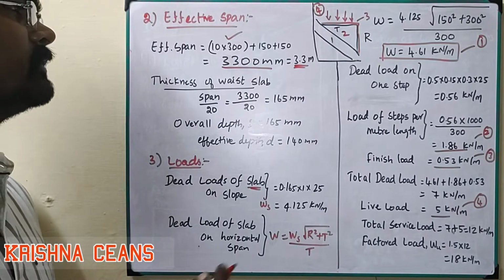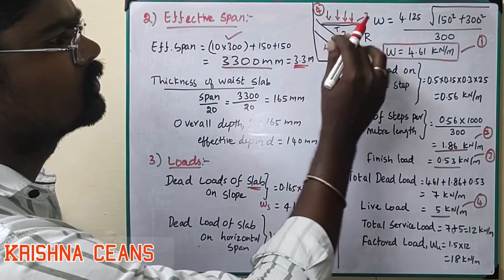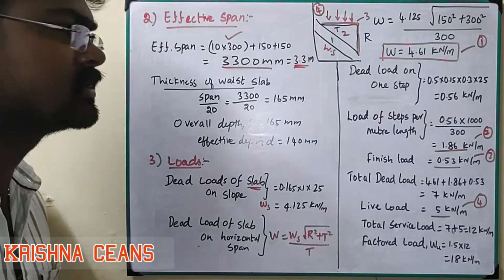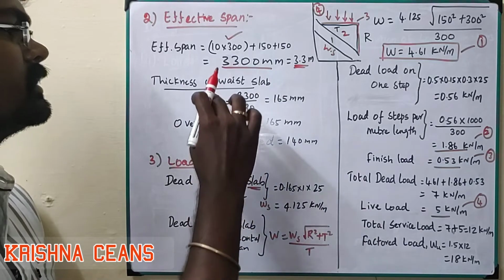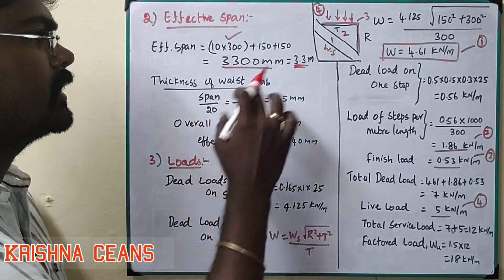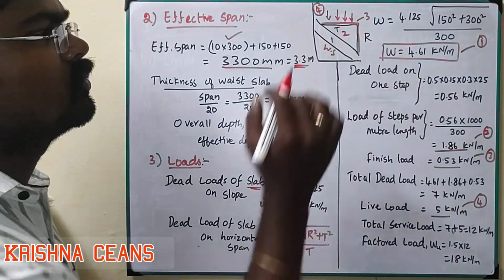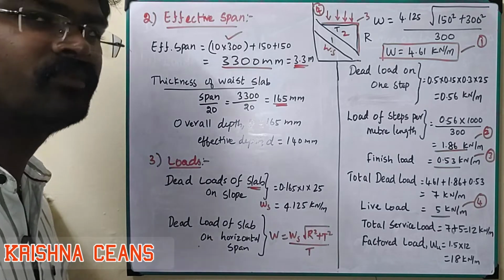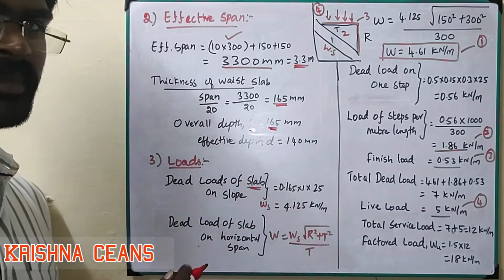So then next we have to find the waist slab thickness. This is the waist slab. So this portion number 1 we mentioned as a waist slab. So for the waist slab we simply take span by 20, which is referred from the IS 456. So span is 3300 divided by 20, we will get 165. So 165 is the overall depth of the waist slab. So that is capital D, we will get 165 mm.